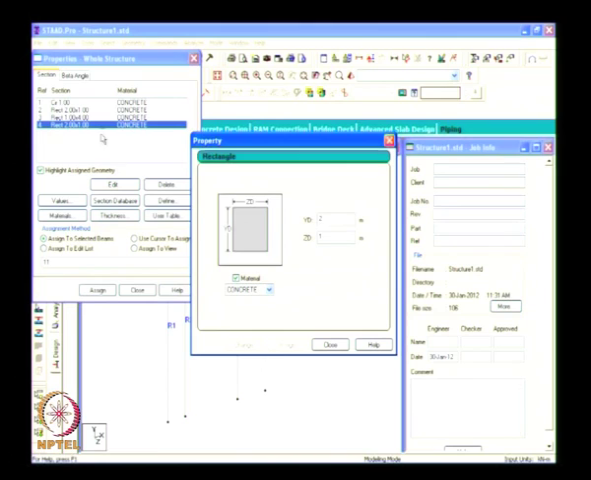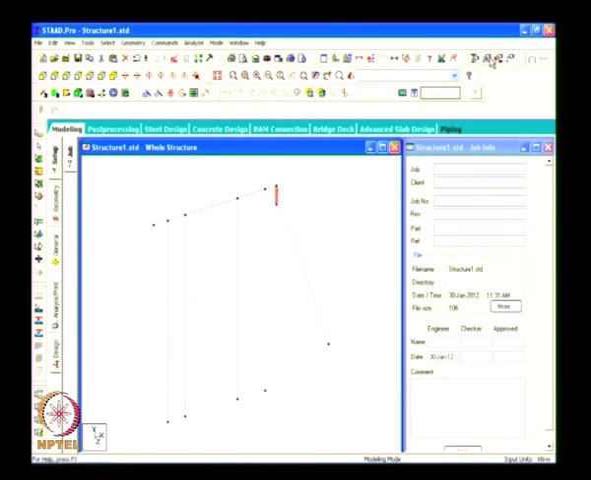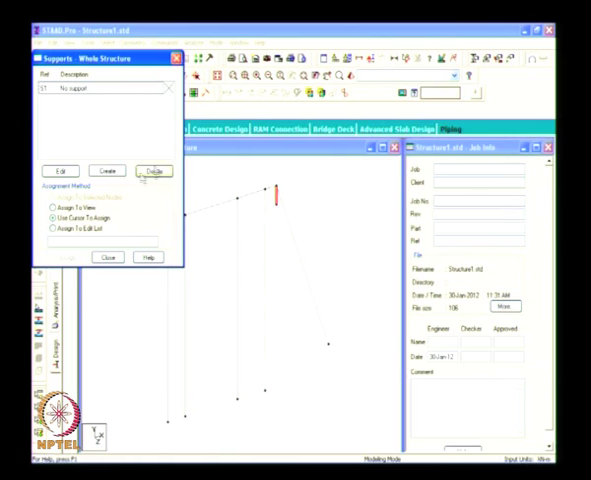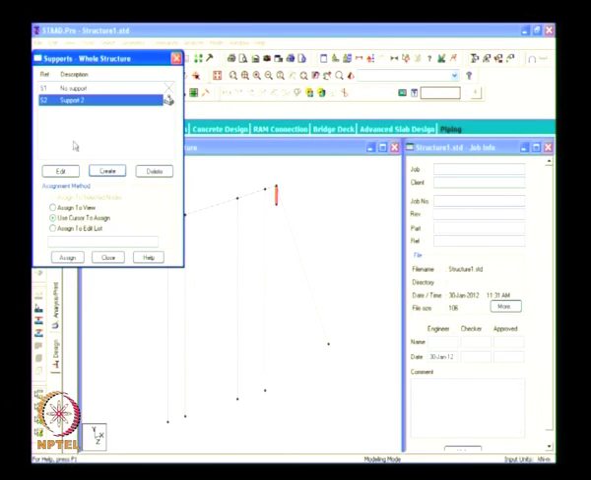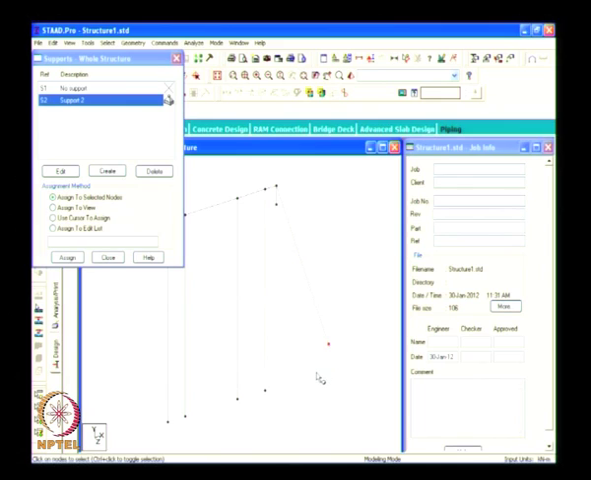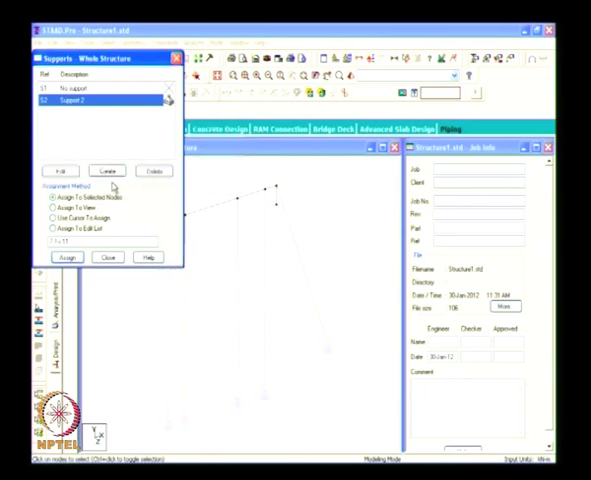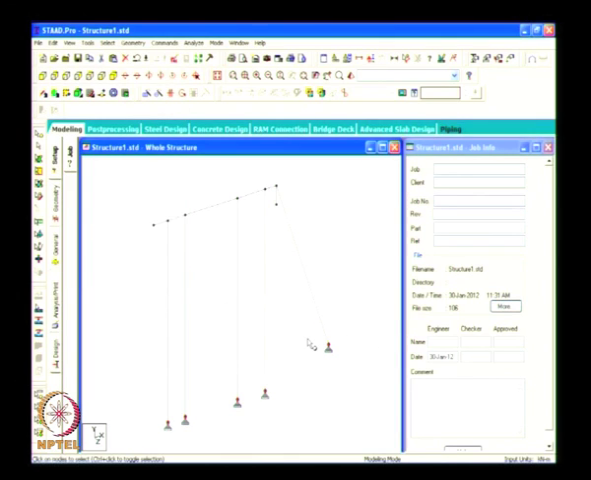Now you will assign the boundary conditions. We will assume the boundary condition as hinged at the bottom. Okay, tomorrow we will see the springs and the results also.